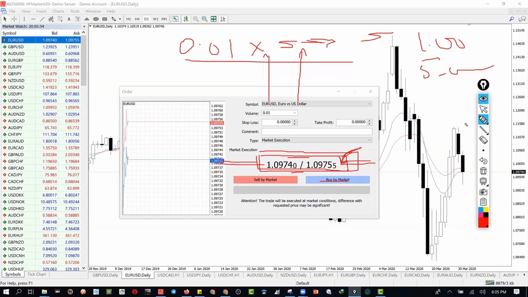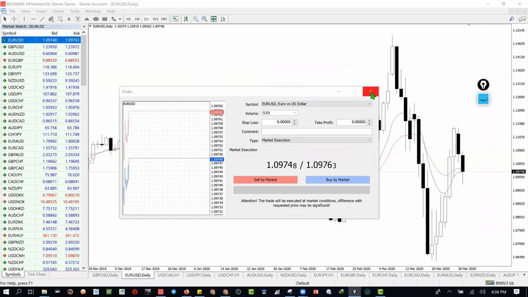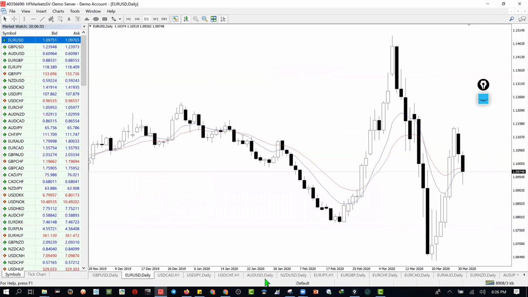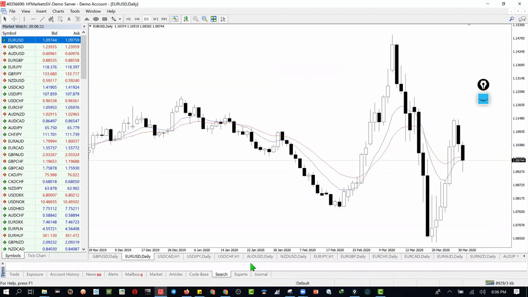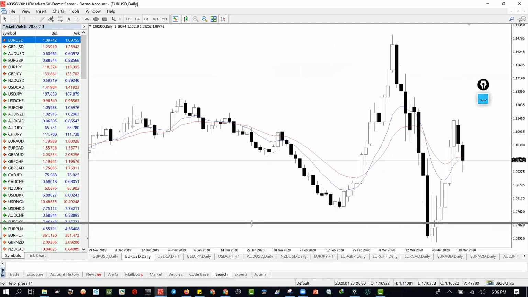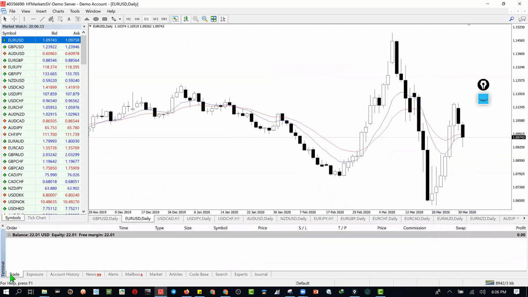Can we do a practical case with the money, just to understand how much it is? Yes, I'm going to practicalize right here. So I'm going to trade. It's a trade right here.